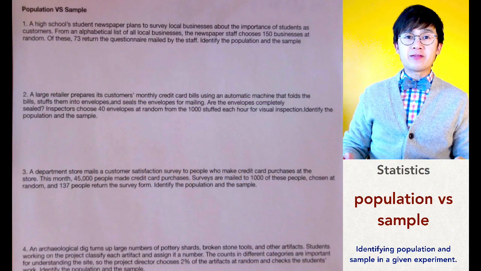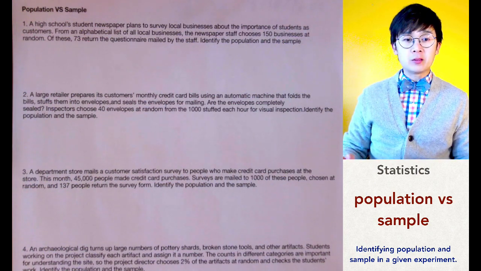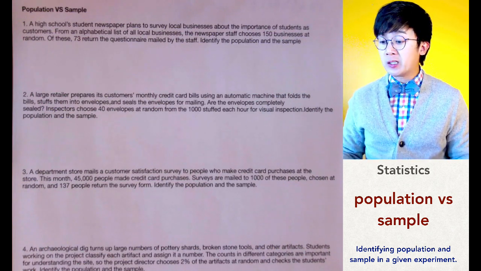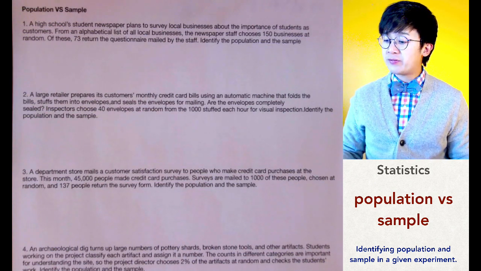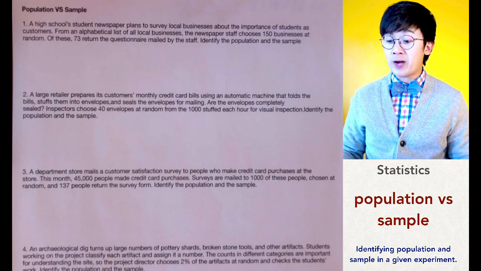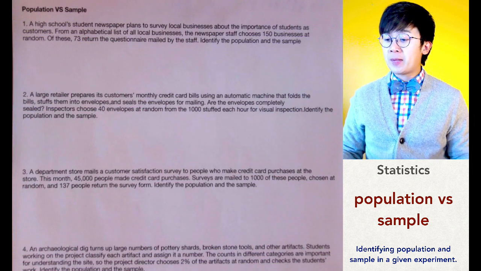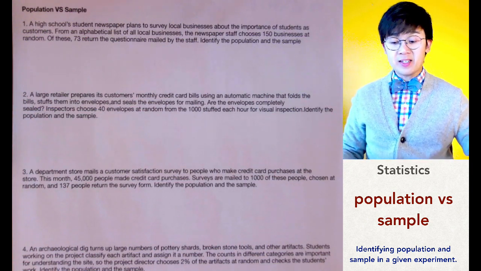Now we're going to be identifying the population of the sample from a given experiment. For the first problem, we are given a word problem wherein a high school student's newspaper plans to survey local businesses about the importance of students as customers. From an alphabetical list of all local businesses, the newspaper staff chooses 150 businesses at random. Of these, 73 return the questionnaires mailed by the staff. Now we need to identify the population and the sample from this experiment.